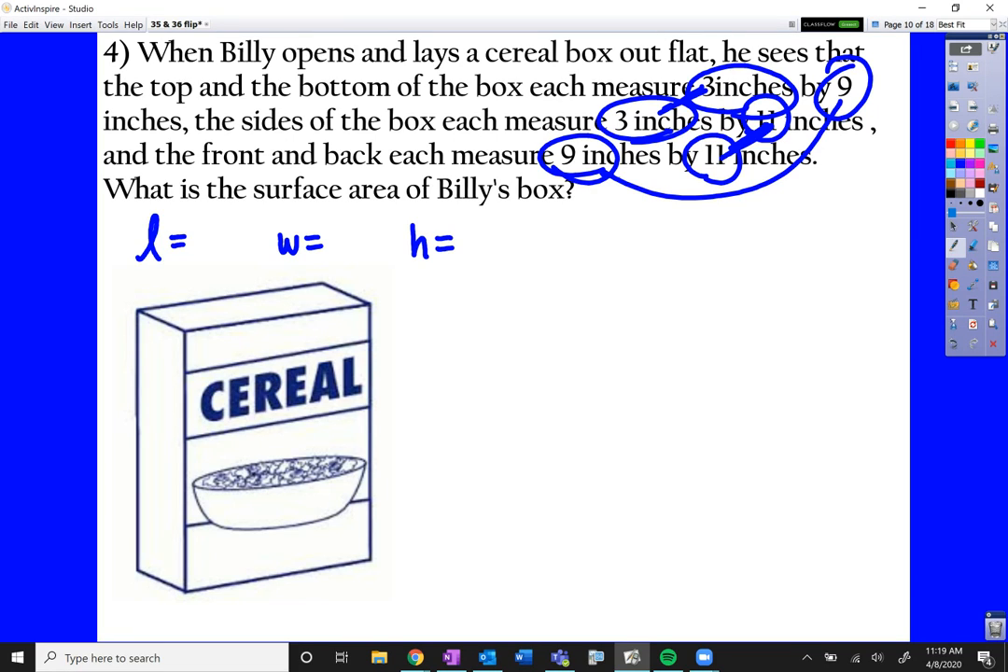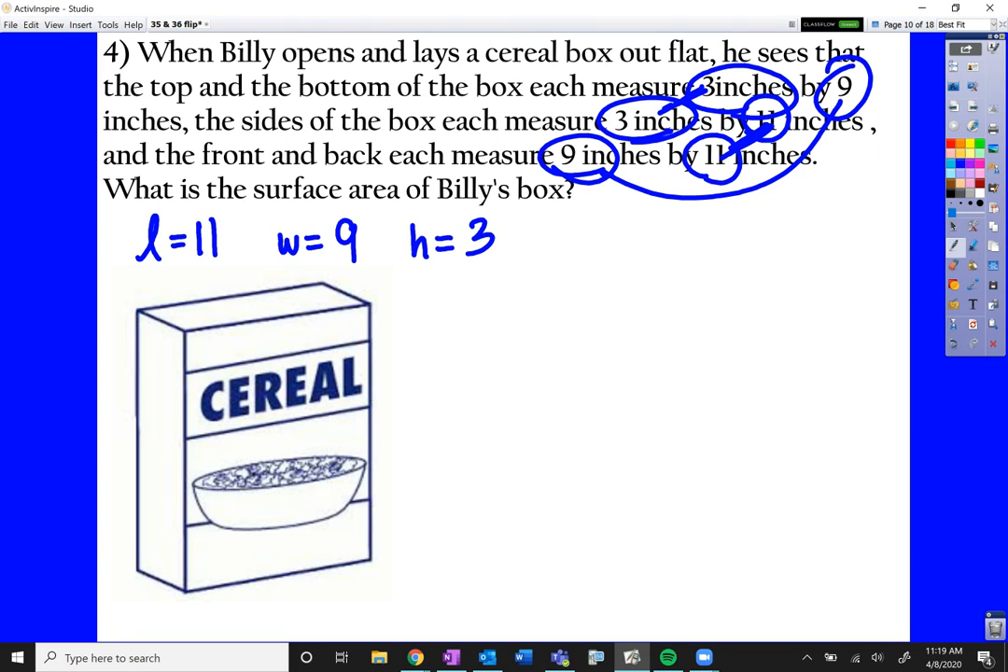I usually go largest to smallest. Length, width, and height are just words. They just represent a measurement. You pick whichever one you want as long as you only assign 1 to the length, 1 to the width, and 1 to the height. So let's make our length 11. Let's make our width 9. And let's make our height 3.